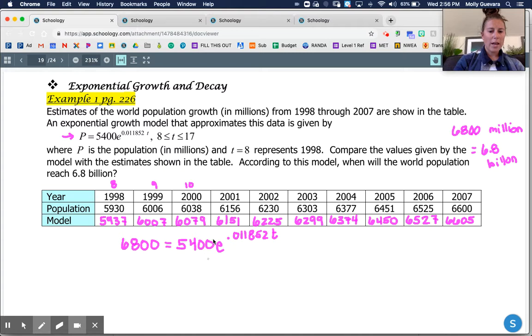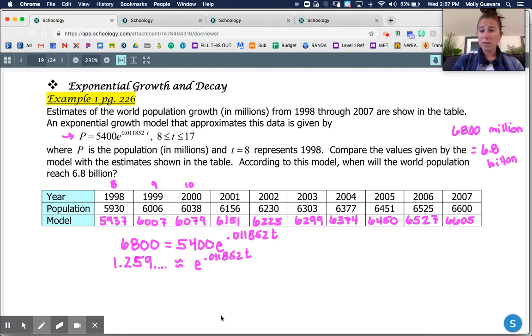Okay, I'm going to start by getting rid of this 5,400 by dividing both sides by it. When I divide, I'm going to keep the number on my screen, but just for the sake of notes, I'm going to write it's 1.259 and so on. And that's approximately e to the 0.011852 t.